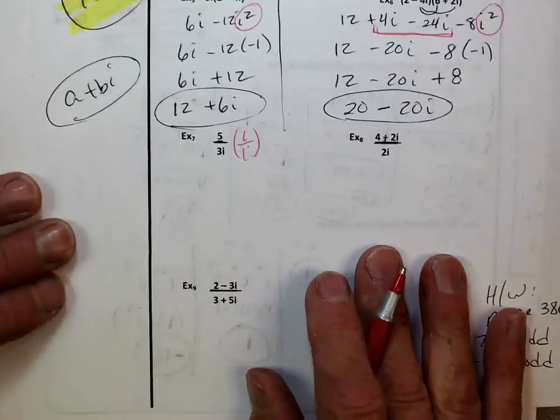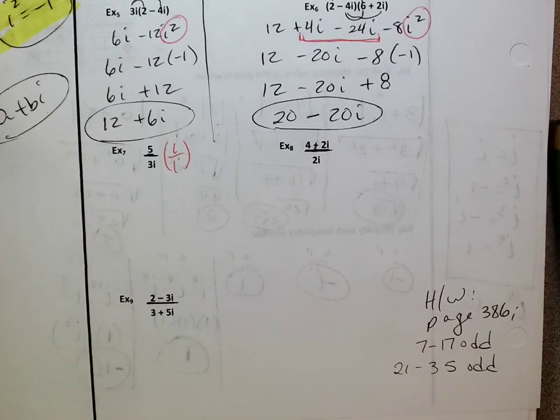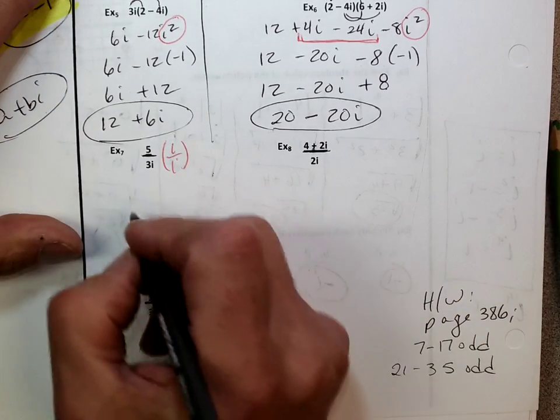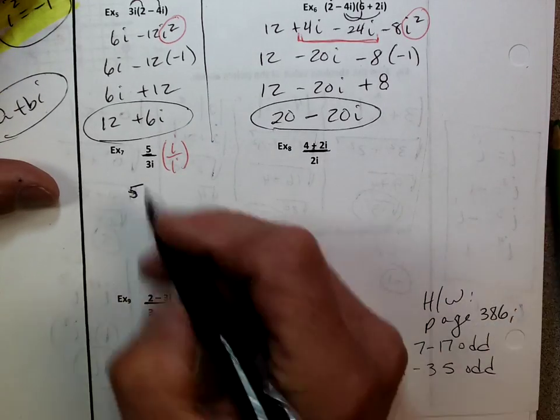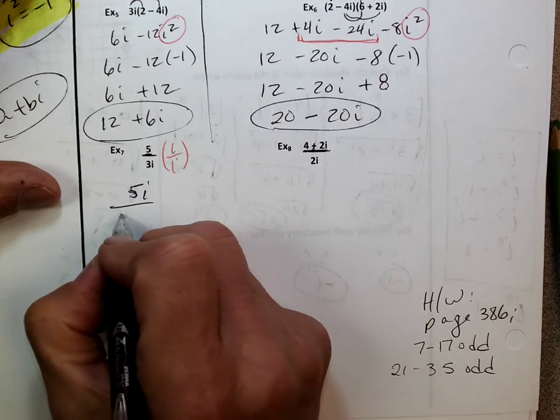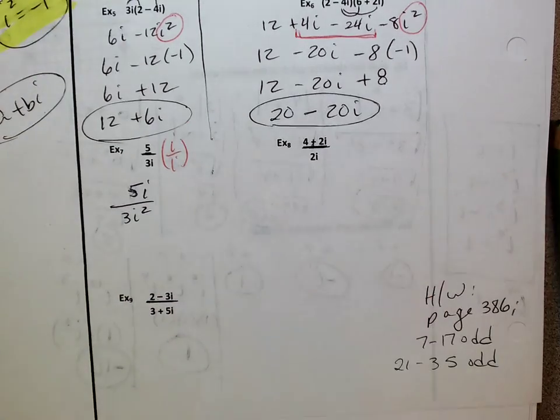How does that help? Well, remember, i squared is equal to negative 1. So let's see how that helps. So we're going to multiply. We're going to get a 5i over a 3i squared. Now we still have an i in the bottom, but I know that i squared is equal to negative 1.